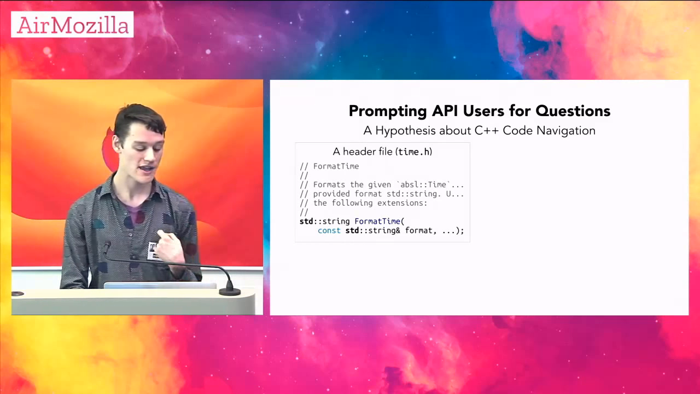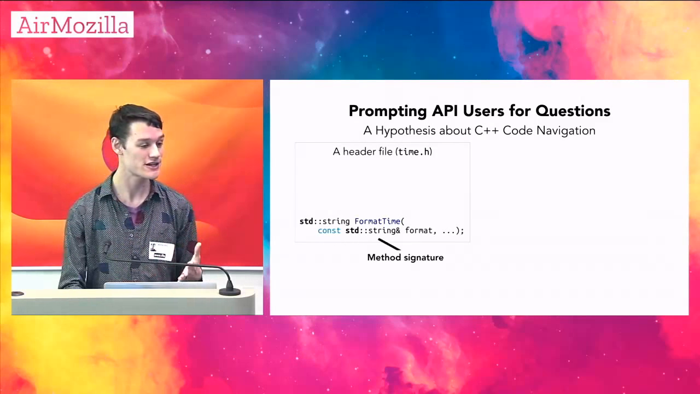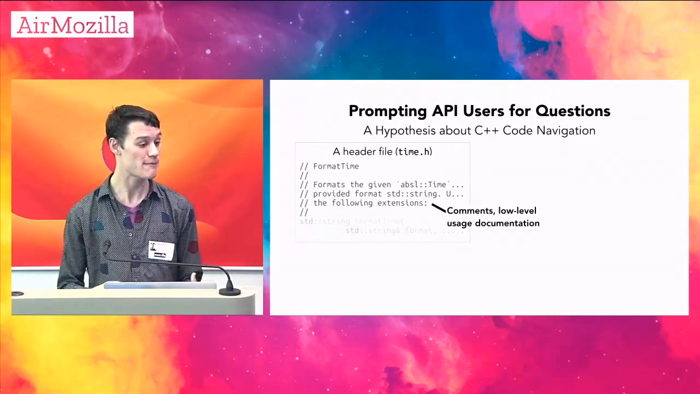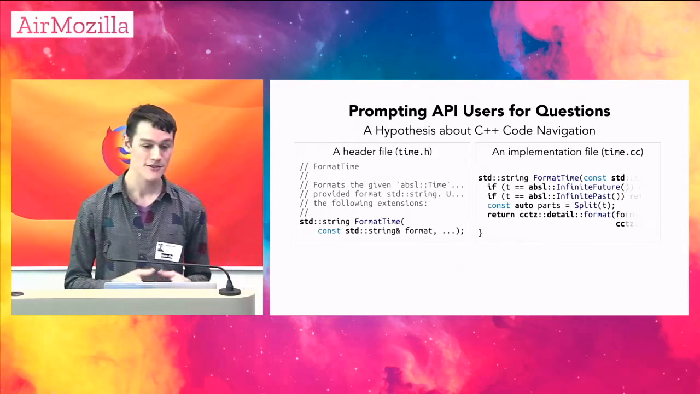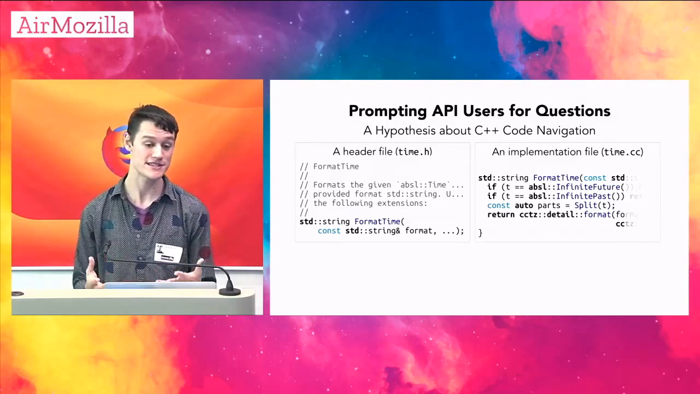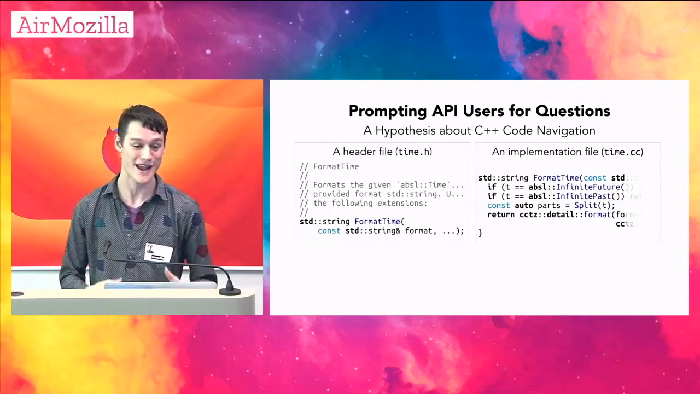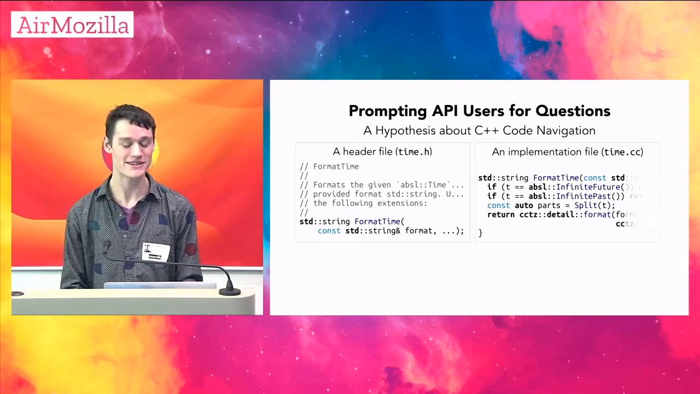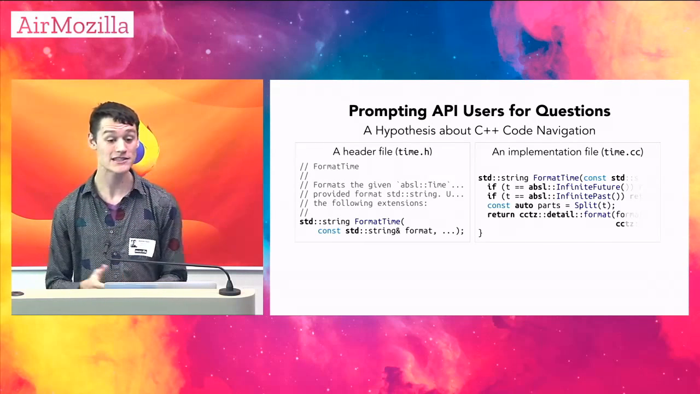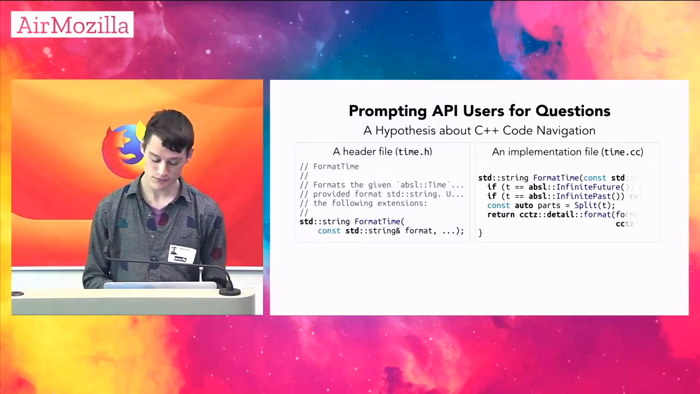Header files include all of the method signatures for the functions, as well as this low-level usage documentation about how to call this function, what you pass into it, what you get back from it, the expected behavior of that function. The function itself is implemented in what's called a CC, or an implementation file. This is where the code that encodes the behavior actually exists. So all of the lines of code that implement format time are going to be in the CC file. And in C++, usually there is one CC file for every header file.